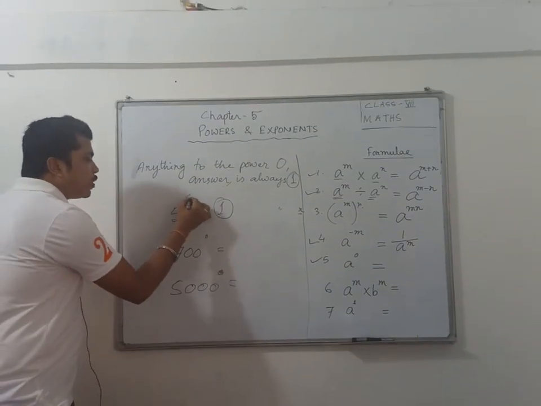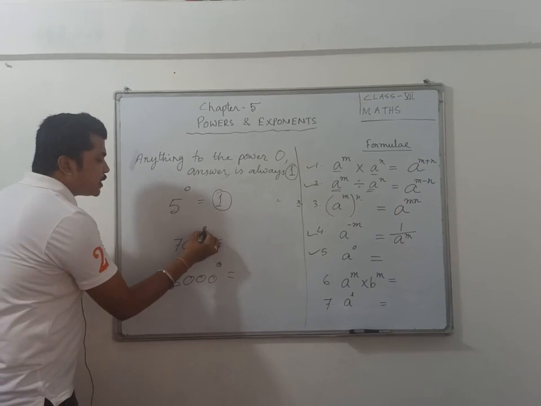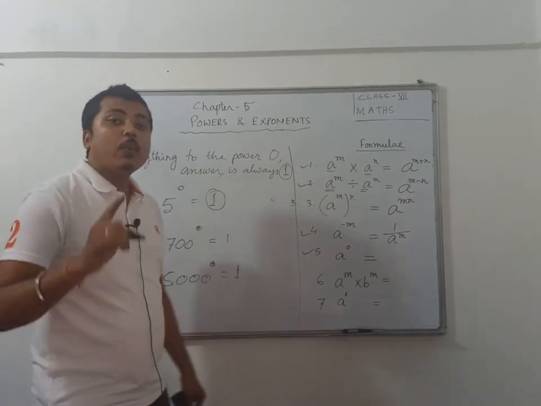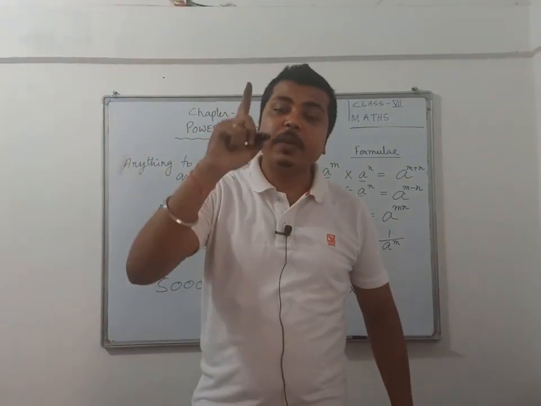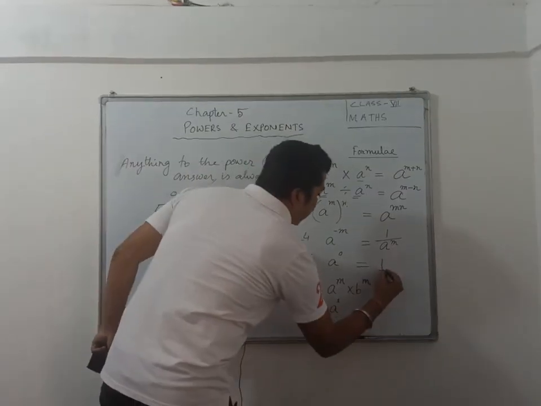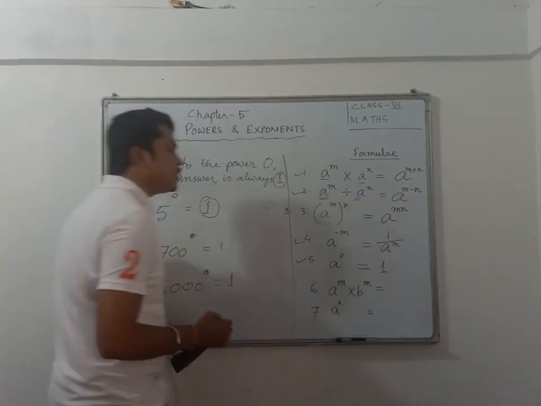So 5 to the power 0, answer is 1. 700 to the power 0, answer is 1. 5000 to the power 0, answer 1. 1 lakh to the power 0, your answer will be 1 itself. Okay. So anything to the power 0, answer is 1. So a to the power 0 means answer is 1.